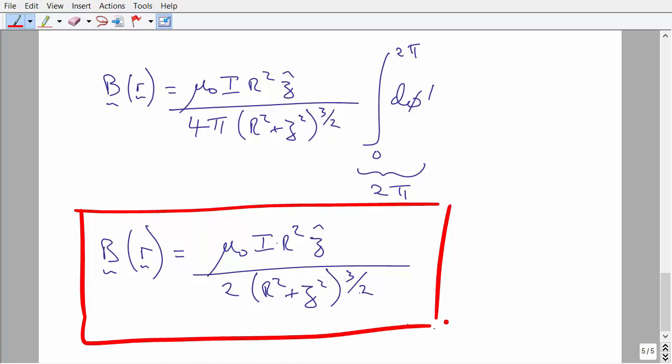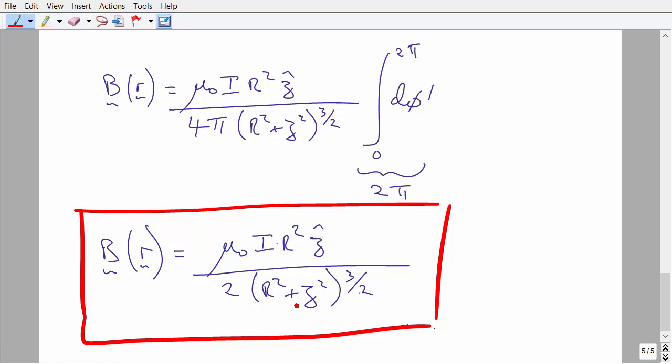Okay, so that completes our calculation. The integral, as I said, is just over d phi prime. This is a factor of 2 pi, which cancels, of course, this pi and one factor of 2. We're left with the 2 downstairs here. Our magnetic field is proportional to the current. It's linear in the current. It's in the z hat direction. And it's a slightly complicated function, both of the radius of the loop, r squared, and the distance away.